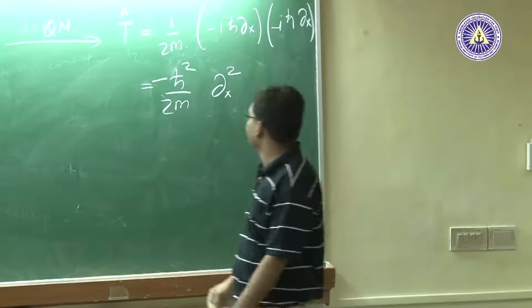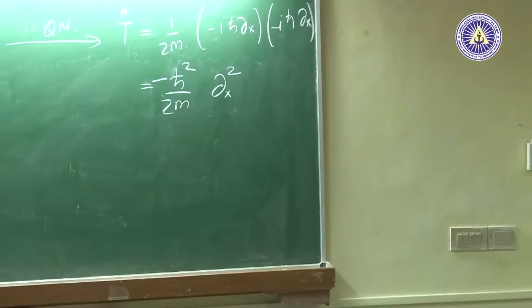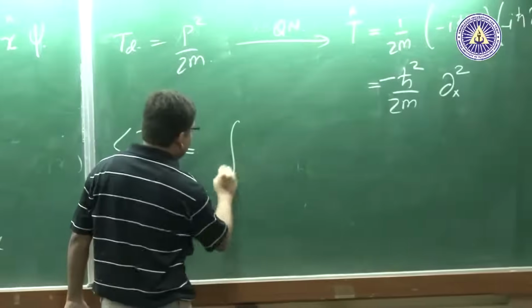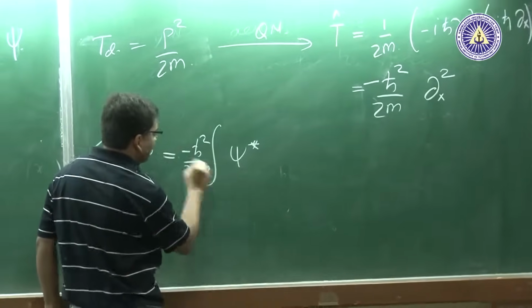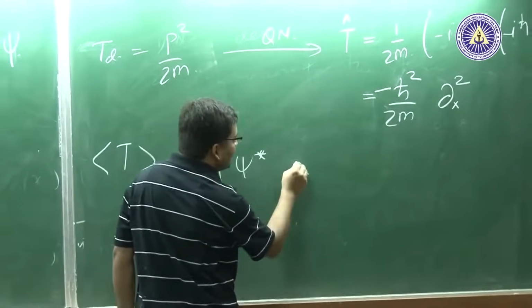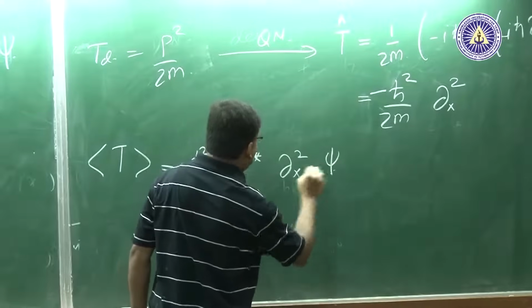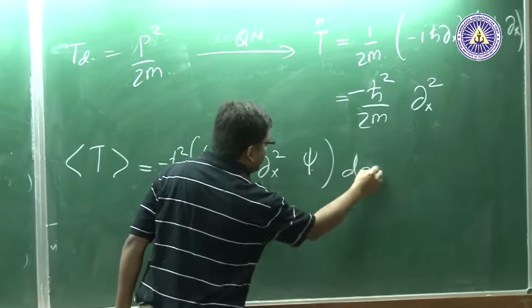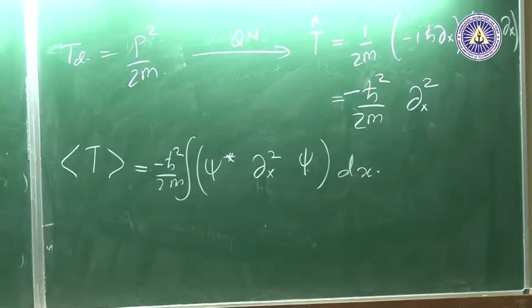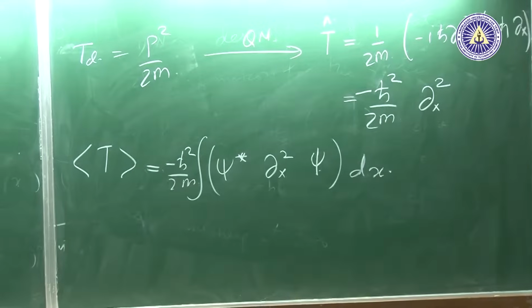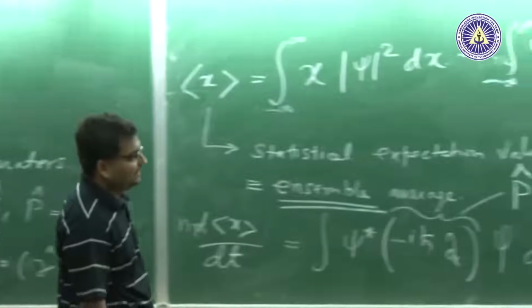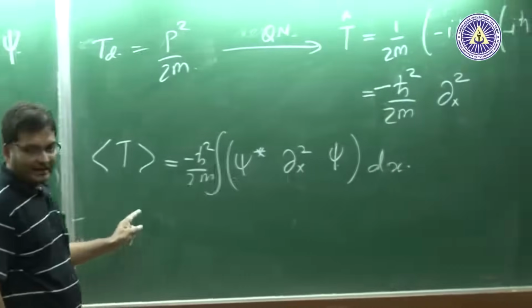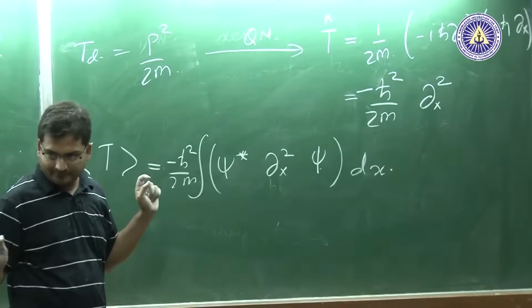Then if I have to calculate the expectation value of T, this is just the integral of psi star times minus h square by 2m d squared by dx squared of psi, dx. And likewise for any operator.